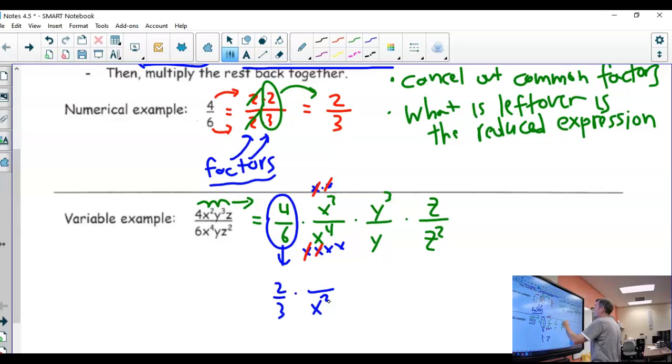So then I get to the y's. Now with the y's, I have a single y on the bottom, and I have 3 of them, y to the third on top.